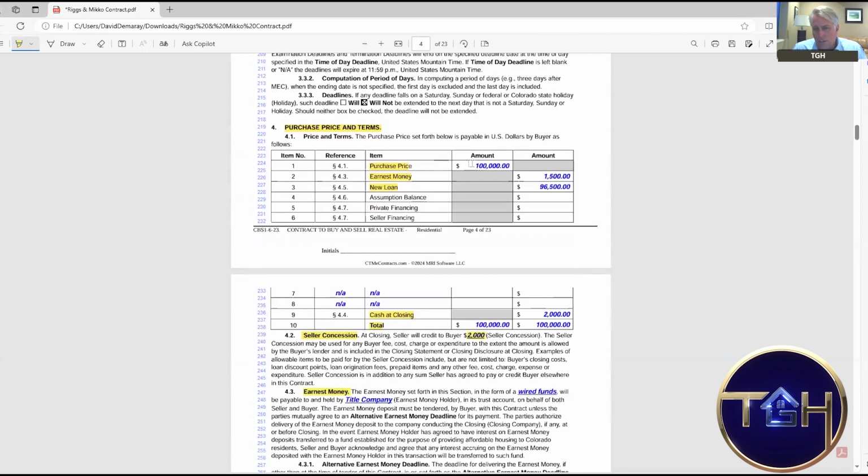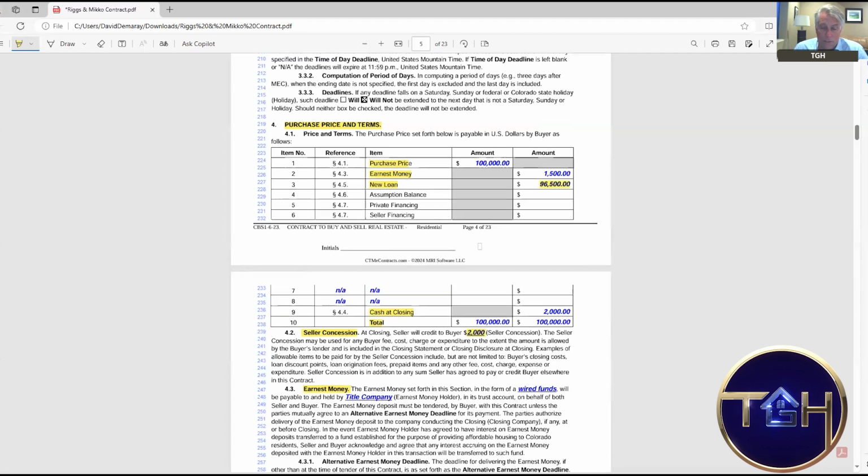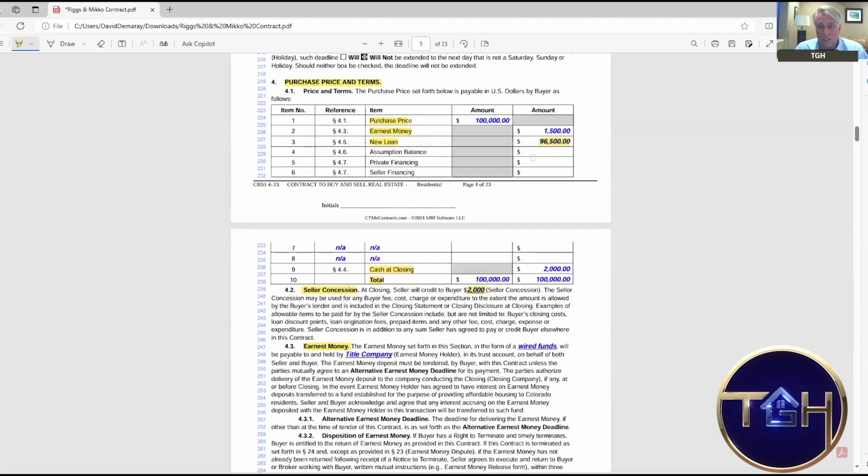Our purchase price is $100,000. Our earnest money is $1,500. Riggs is getting an FHA loan with minimum down, so the down payment is $3,500. The loan itself is $96,500. The cash at closing and the earnest money put together is the down payment amount.